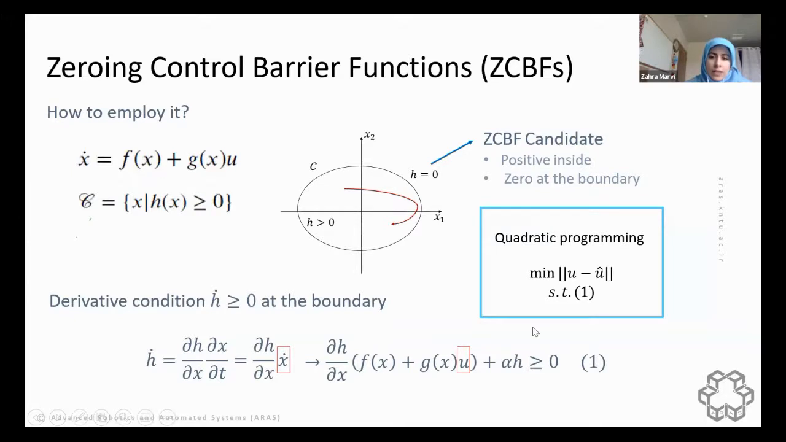But still there's one challenge with this method, and that's we need information about the system dynamics here. So we need to have full knowledge about F and G to design a safe controller, and this is the thing that we want to avoid.